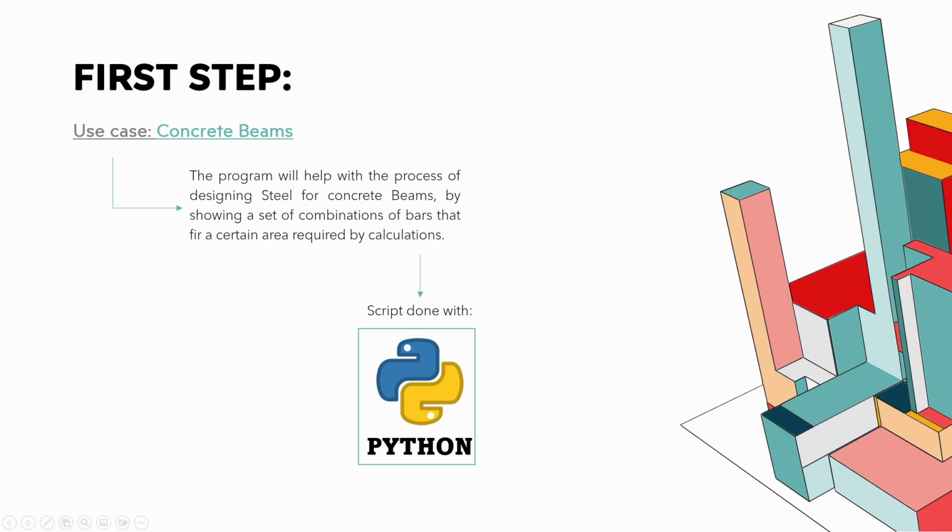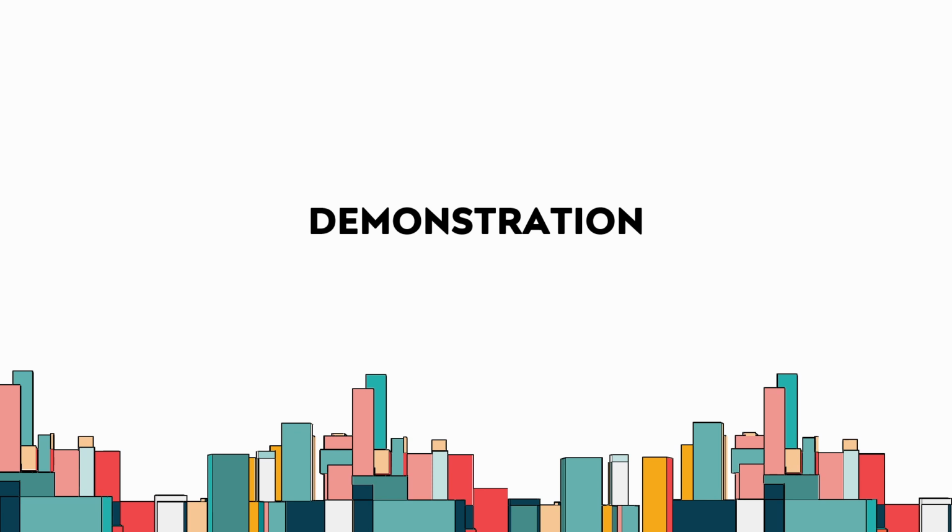As the first step for that goal, I made this simple program that can help with the process of designing steel for concrete beams by showing a set of combinations of bars that fit a certain area required by calculation, either being done by hand or with the help of ETABS, a commercial calculation and design software for structural analysis used worldwide. The script that I wrote was made entirely in Python, using the knowledge acquired in the course and some other books. With that being said, I'm going to show a little bit of its use.